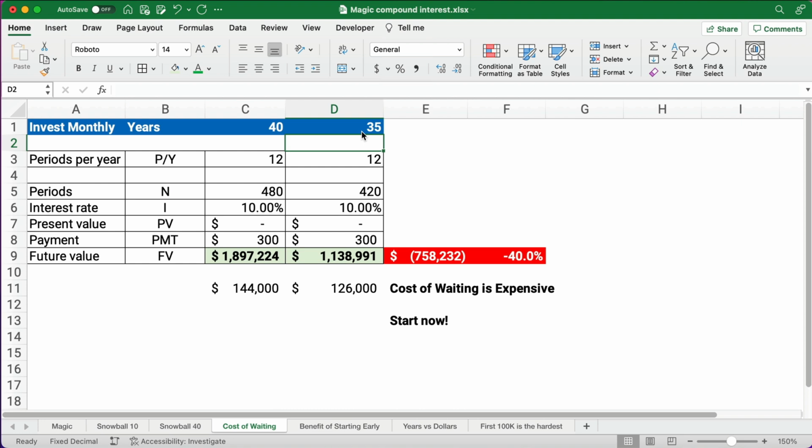Now, if you're 25 right now, 40 years from now, you'll be 65. And I hope when you get to be 65, you have an account that's 1.9 million. If you don't start and you don't invest, that is easy math, you have zero. But if you do start and put in $300 a month, then you could have 1.9 million. If you wait 5 years and wait till you're 30 rather than 25, then you have 1.1 million. You're losing $758,000. The cost of waiting is extremely expensive.